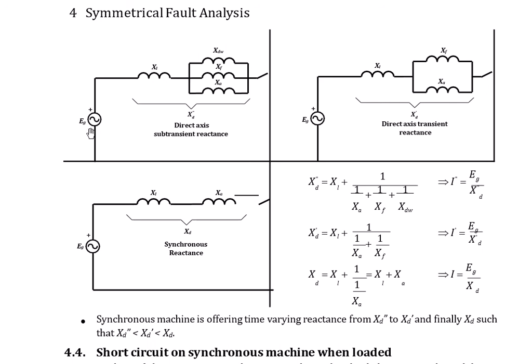If it is a generator, then it generates an EMF, so we represent it by this Eg. Then we have XA, which is the reactance of the winding, and this reactance is created due to the transients. Because we already studied that when the circuit is RL, in that particular case our current is higher in the starting, then our current will start decreasing.